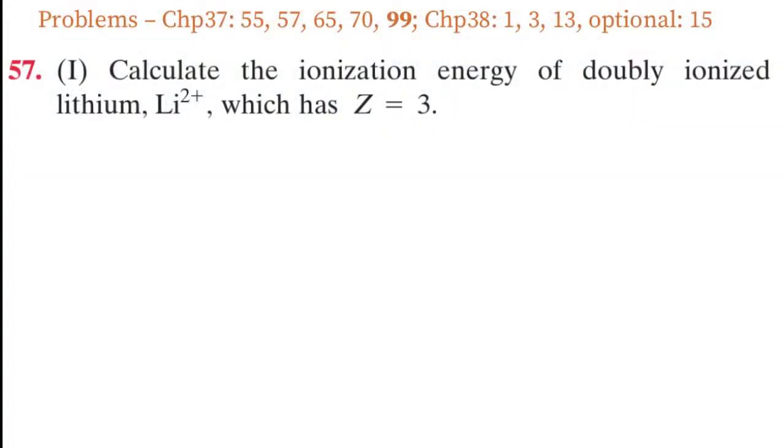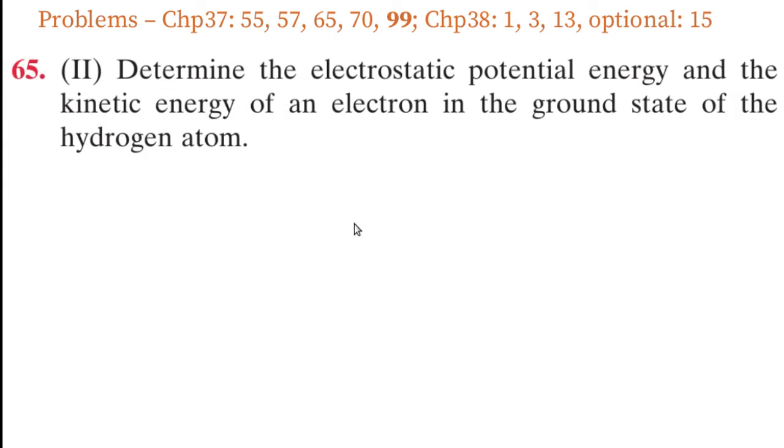Now let's take a look at the next question. 65. Determine the electrostatic potential energy and the kinetic energy of an electron in the ground state of hydrogen atom. So this is problem 65. We want to look at the kinetic energy and the potential energy which arises from electrostatic interaction for the ground state of hydrogen atom. What's the kinetic energy? What's the potential energy?